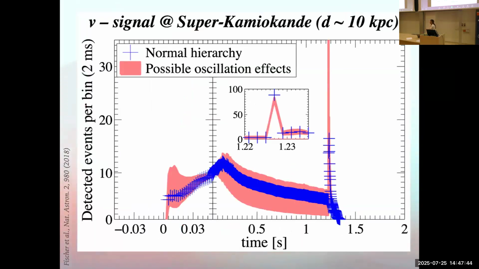Regarding detectability, with a rather pessimistic binning time of 2 milliseconds, this second burst can be seen. Even though this is a very narrow band, the aftermath is still qualitatively high. So this can, in principle, be detectable for a galactic supernova at around 10 kiloparsecs, more or less.